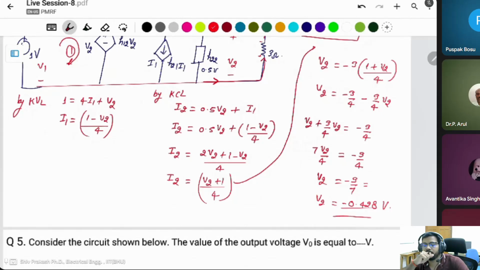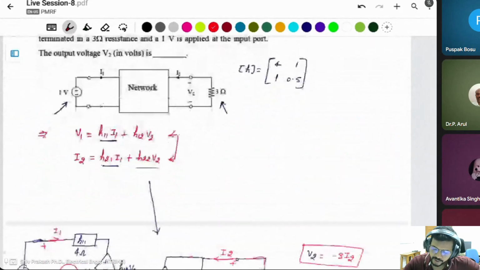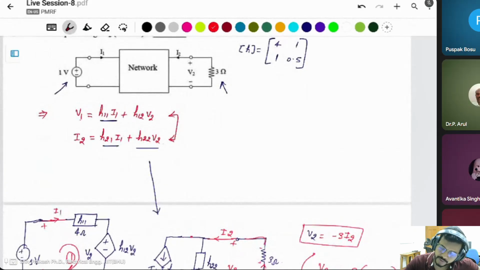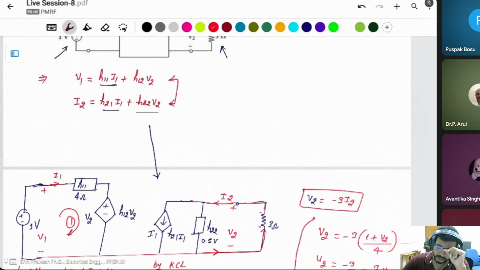Okay. So simply you have to draw a circuit according to the given equation. If you draw the circuit, then the whole thing is easy. You can simply apply KVL, KCL and you get the answer. First of all, try to find the circuit according to the equations. There are Z parameter, Y parameter, H parameter, and ABCD parameter.